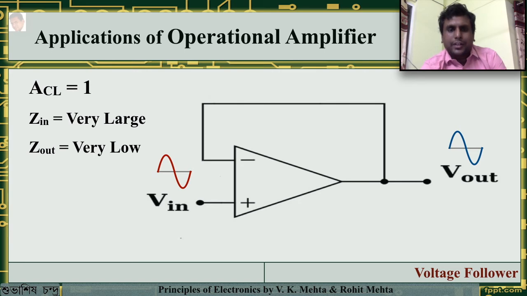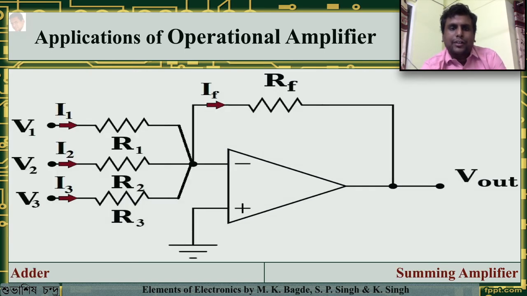Let us move on to another interesting use, the summing amplifier, or as it is famously known, the adder. In this case, we have used three voltages. You may use more, but you have to use at least two. So we have used three voltages, V1, V2 and V3, which are fed to the inverting terminal through resistors R1, R2 and R3. The corresponding currents are I1, I2 and I3. The feedback circuit has a resistor RF with the current IF. If we give input voltages like this, we will receive an output voltage which will be out of phase with the input and will be the sum of the inputs.